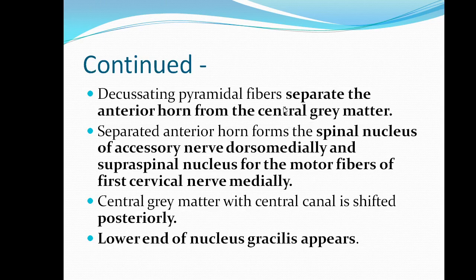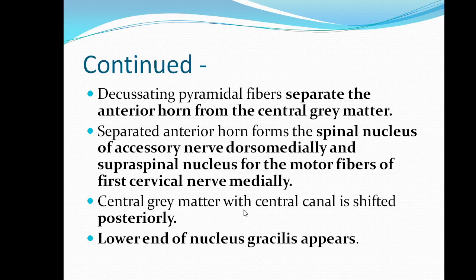The decussating pyramidal fibers separate the anterior horn from the central gray matter. The separated anterior horn forms the spinal nucleus of the accessory nerve dorsomedially and the supraspinal nucleus for the motor fibers of the first cervical nerve medially.